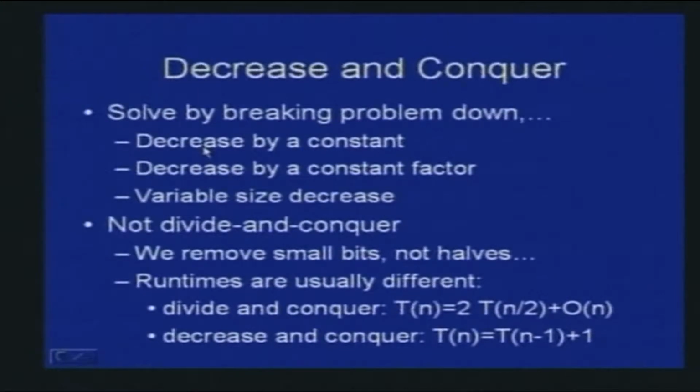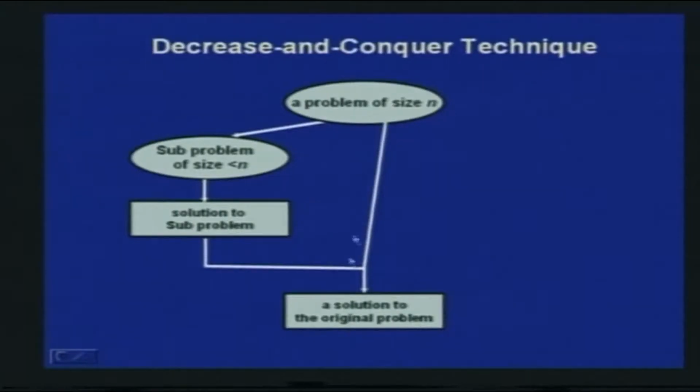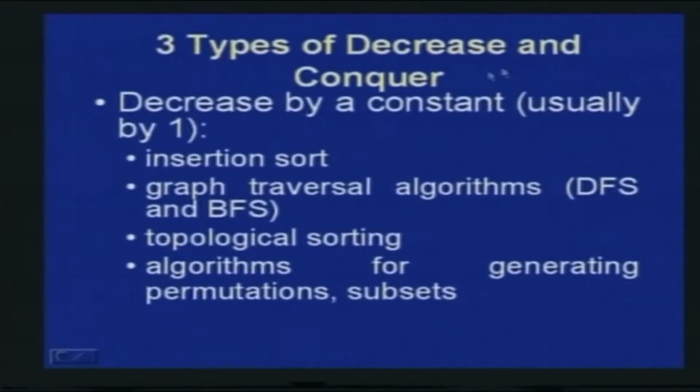So, we saw that there were 3 methods of decreasing it, by a constant, by a constant factor, or a variable size decrease, and then find a solution to the sub problem. And then, because you have found a solution to the sub problem, you try to apply the same method there and try to find the solution to the original problem. You do not do the merging here. So, there are 3 types of decrease and conquer.